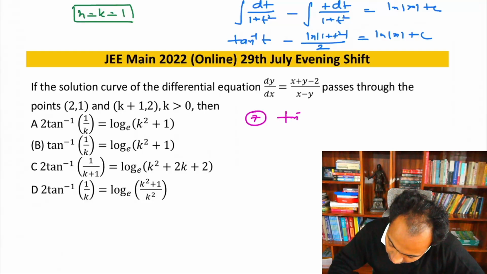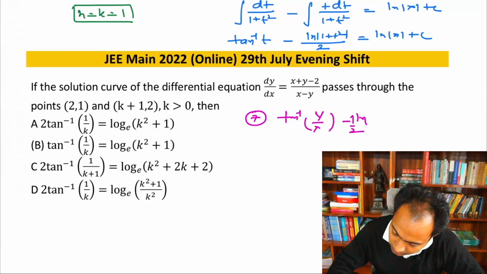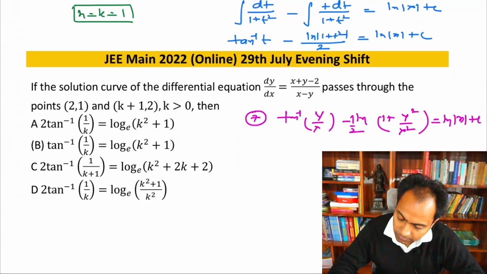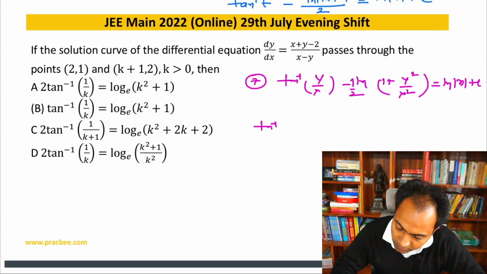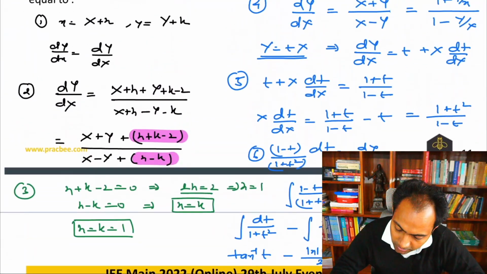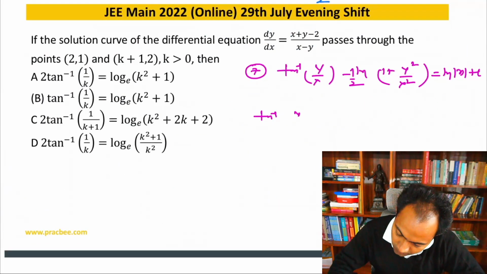So this becomes tan inverse of capital Y by capital X minus ln of 1 by 2 times 1 plus capital Y square by X square, equals ln of mod of X plus c. We should also write it here. The value of capital Y was nothing but small y minus k. If you remember, from here, small y minus k is small y minus 1. So this will become y minus 1 by x minus 1.